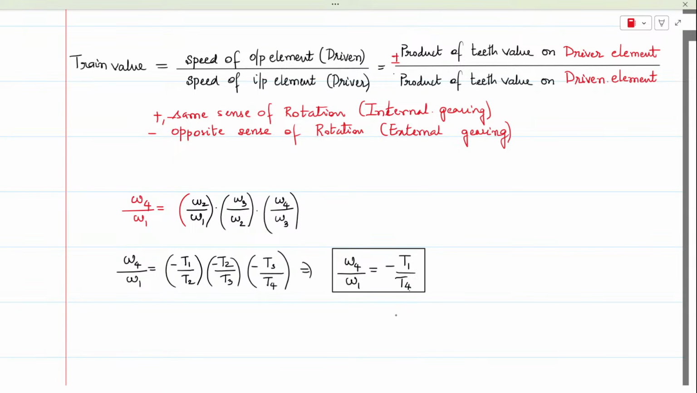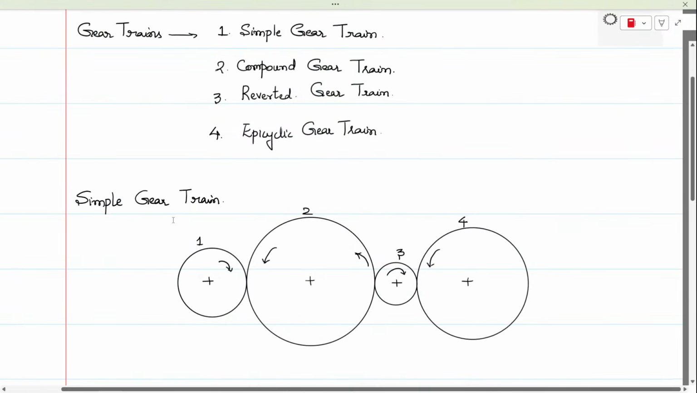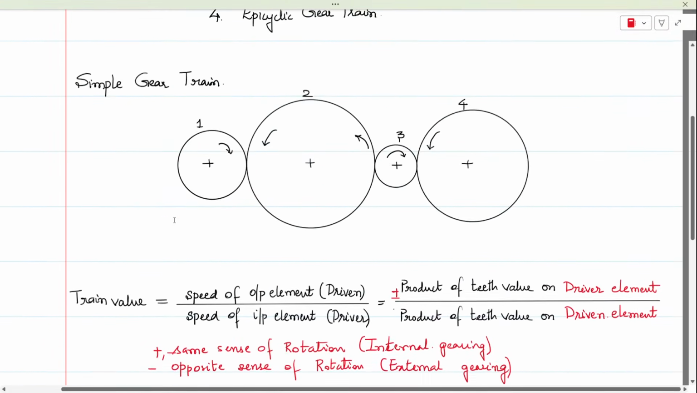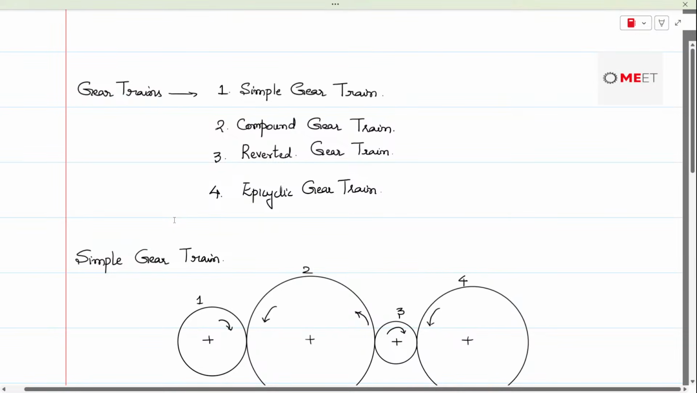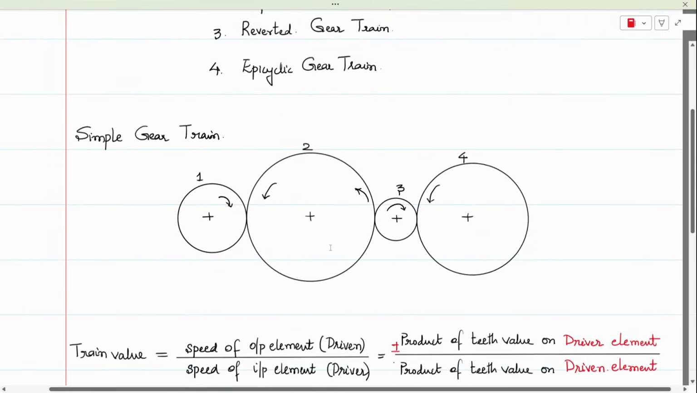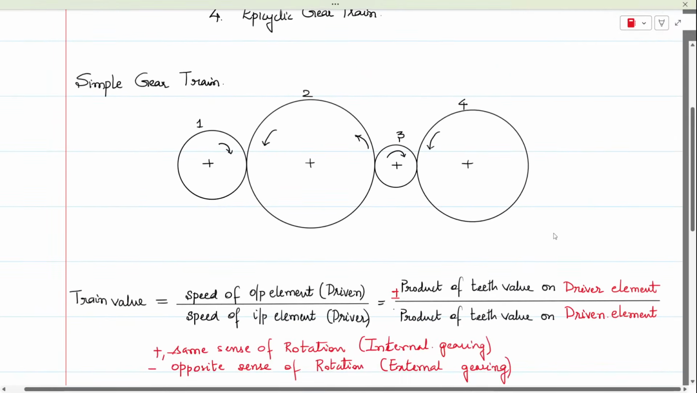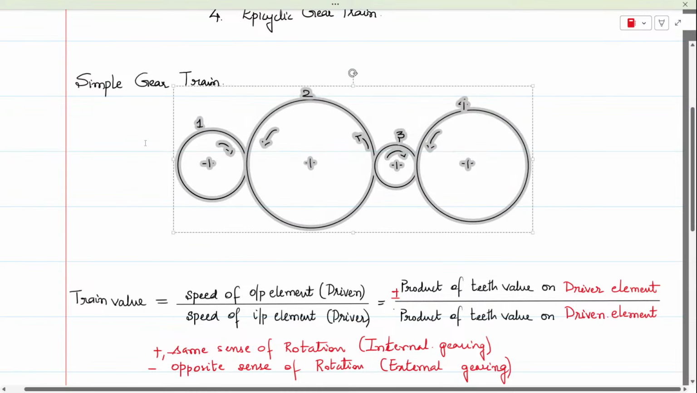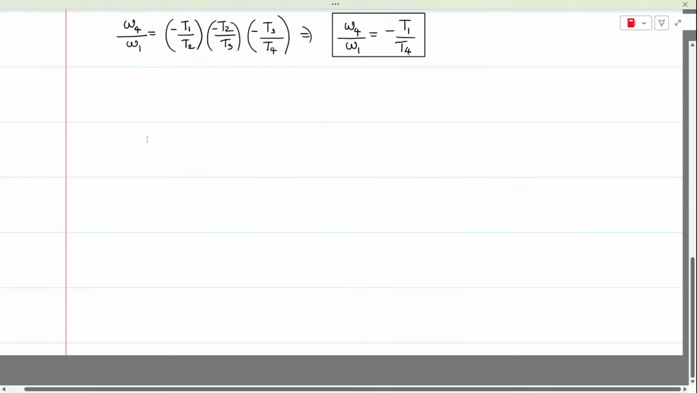Okay. So this is what we have done for simple gear train. Like that we have compound gear train, reverted gear train as well as epicyclic. So let's move on to compound gear train. So I'll use the same diagram, but in the compound gear train, what you find is, okay, let me go to the next slide.